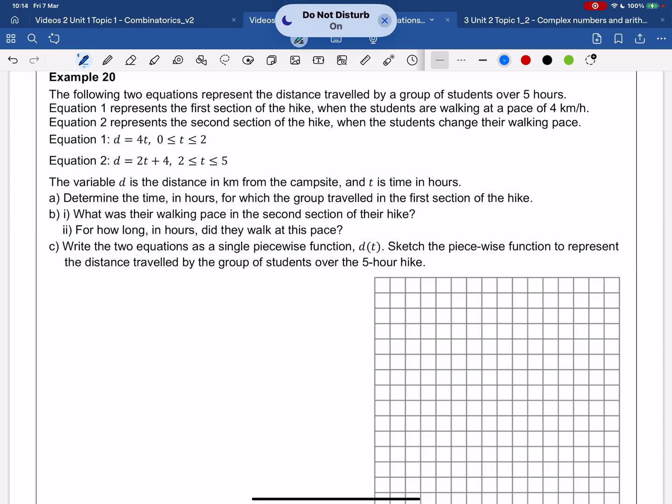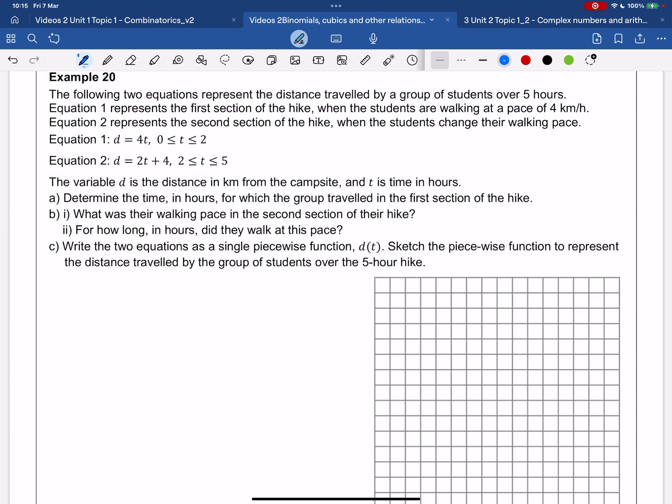So a piecewise function is a little bit like building a puzzle because we use little parts of various functions to describe what's happening at different times or in different parts of the graph. So let's have a look. The following two equations represent the distance traveled by a group of hikers over 5 hours. Equation 1 represents the first section of the hike when the students are walking at a pace of 4 kilometers per hour. Equation 2 represents the second section of the hike when the students change their walking pace.